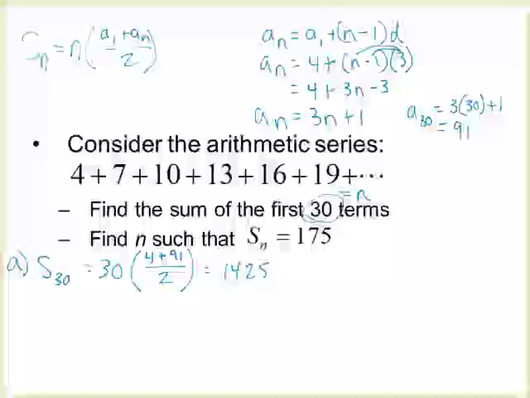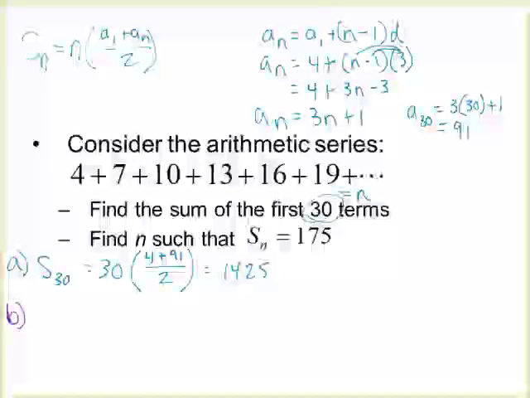So for part B, the question is, how many terms do I have to add up to get 175? It's going to be less than 30, because adding up 30 terms gave me 1,425. So it should be less than 30, but I don't know how many.